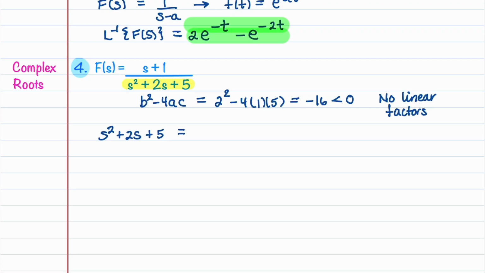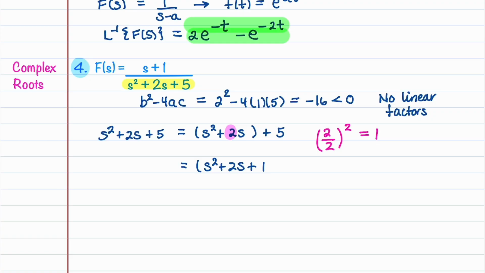Here's what you do. We're going to group the s's together. So we have s squared plus 2s. We'll put parentheses around that, and then we add 5. Now what we do is we look at the constant that multiplies s. We have to take that constant and divide it by 2 and then square it. That is equal to 1. So this becomes s squared plus 2s plus 1.